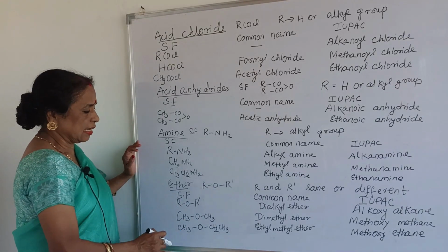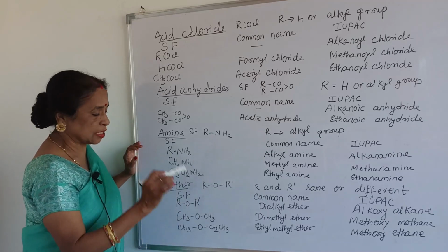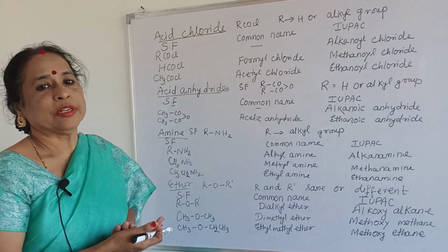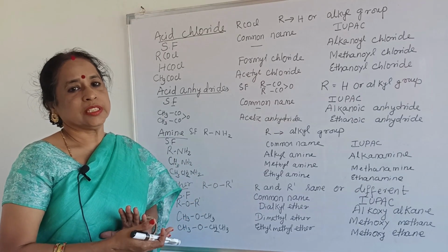That means in ether it is very easy, very simple. One side you take as an alkoxy, the other side you take as an alkane, which is the long chain.